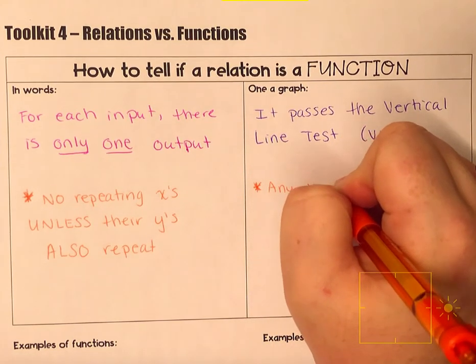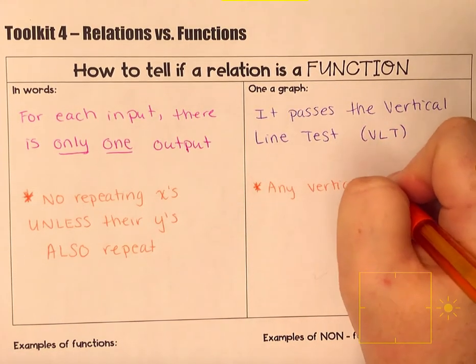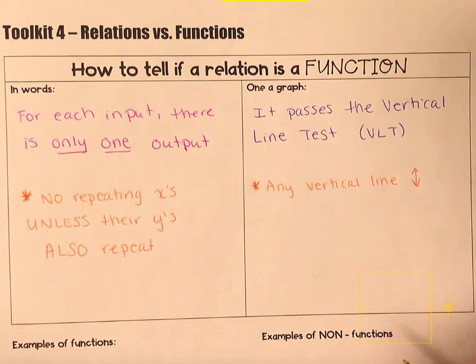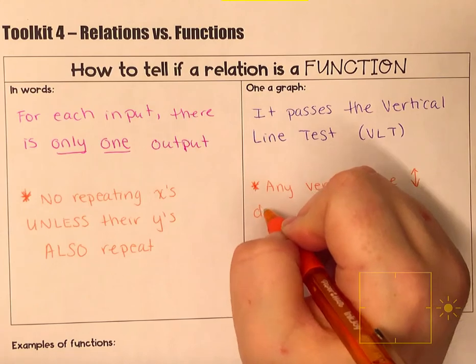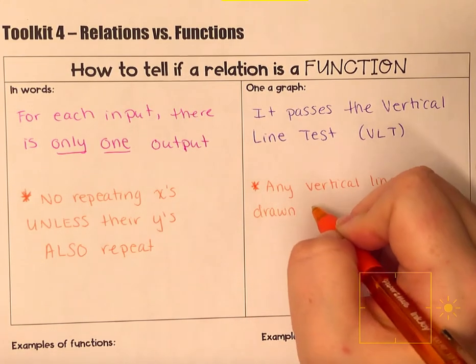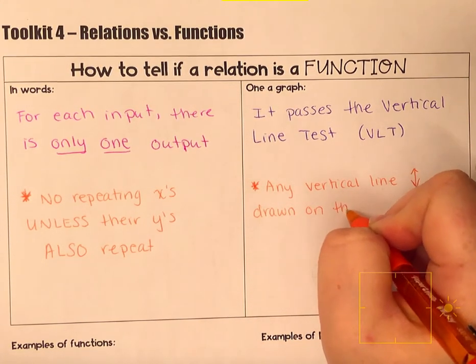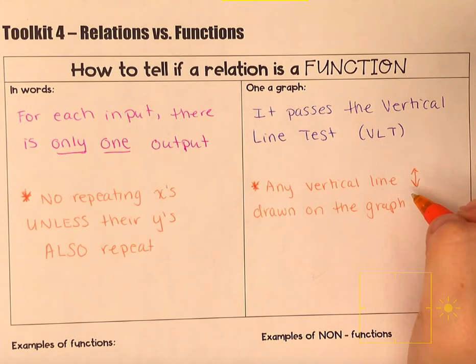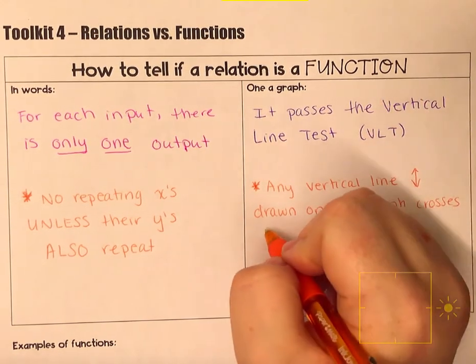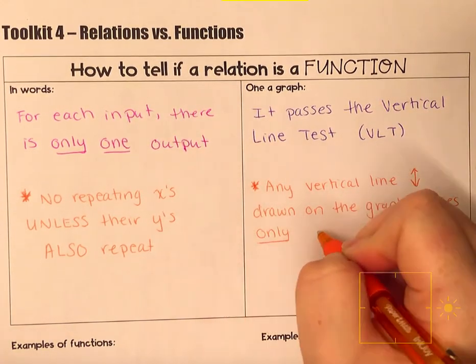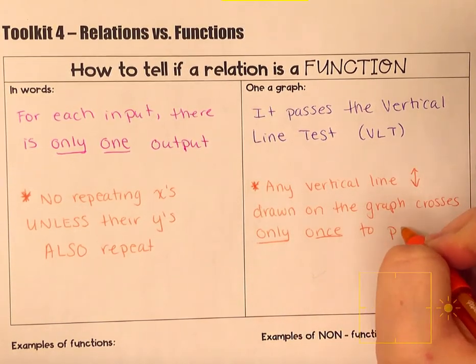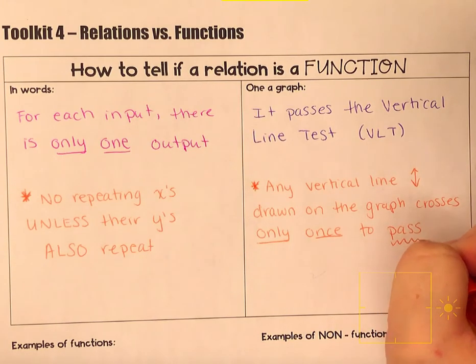So again, a note for this means that any vertical line, which is the line that goes up and down, any vertical line drawn on the graph, not just the coordinate plane, but the graph itself, crosses only once to pass. And that's what we want. We want it to pass.